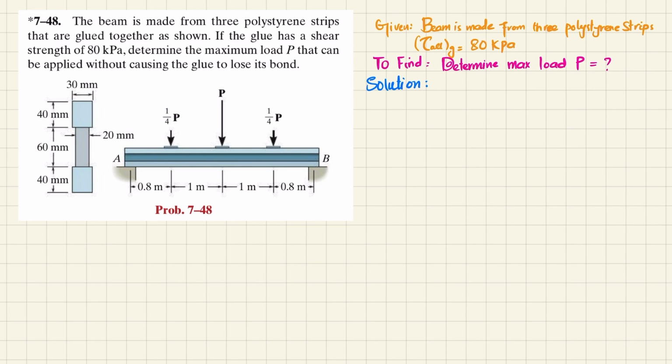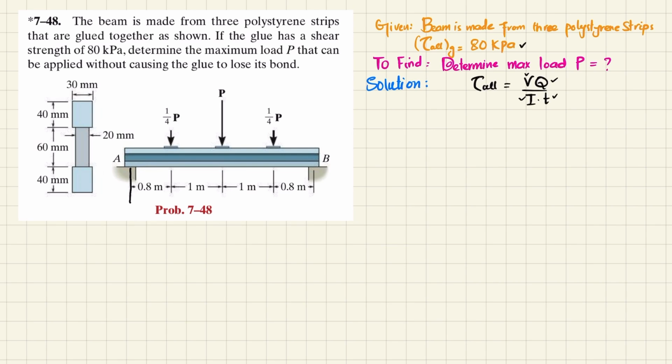As we know, we have been given the allowable shear stress for the glue, so allowable shear stress is equal to V times Q divided by I times t. So we will need the shear force, the Q, the I and t as well. So first we will find Q. How will you find Q?